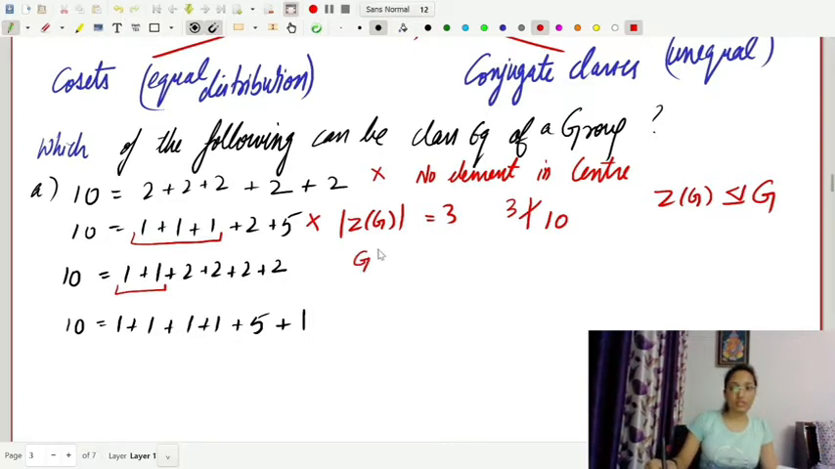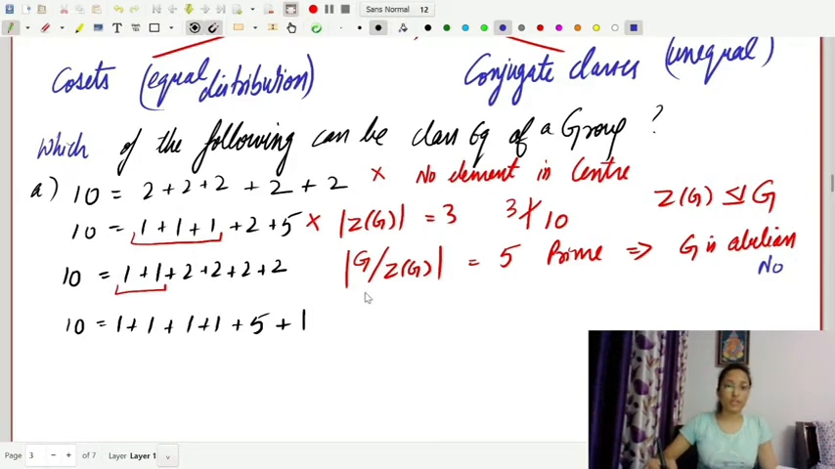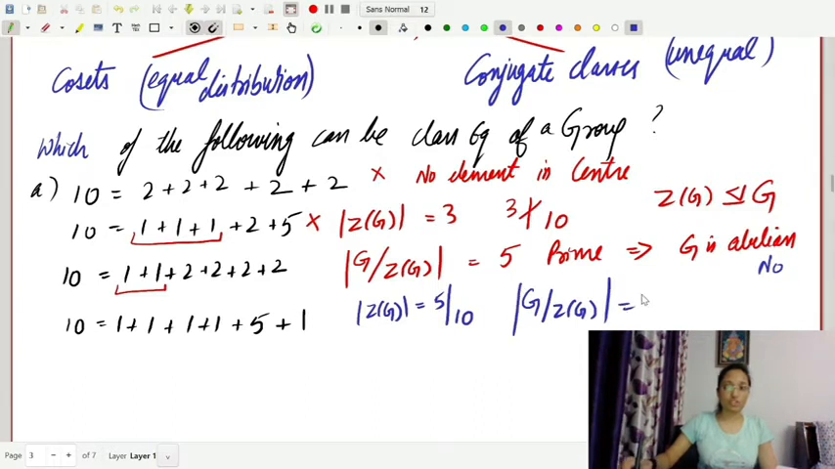Now we'll see the order of G by center of G, that is 5, which is prime, which in turn implies G is abelian, which is not the case here because there are only 2 elements in the center of G, not the whole of the group. Now in the fourth case, we have the order of the center of G is 5, which divides 10. G by center of G is 2, which is again prime, and the same conclusion holds. Therefore, this is also not the case.